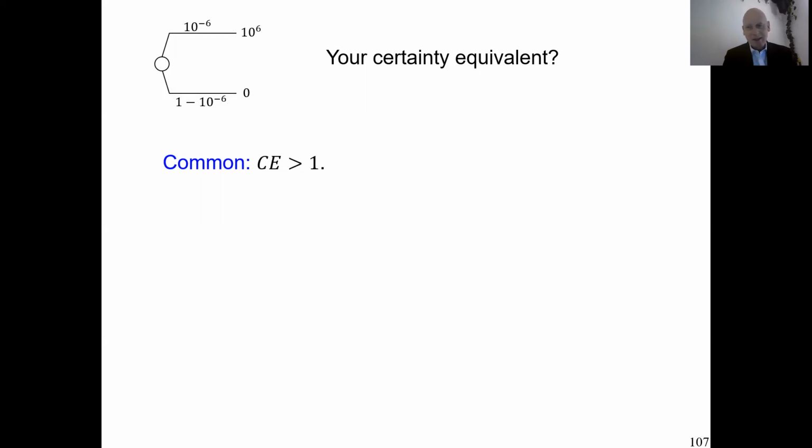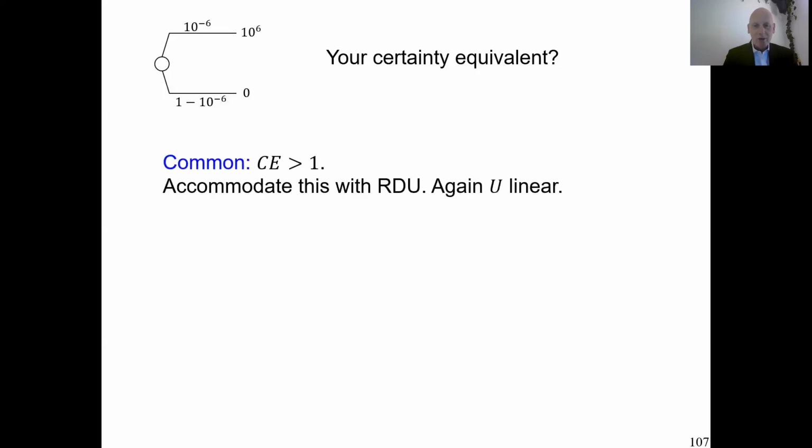So, you expect it: how can rank dependence accommodate this finding? To focus on the novelty of rank dependence, assume linear utility, and see how rank-dependent utility can accommodate this. So pause the video, find the probability weighting function, and when you're done, come back.